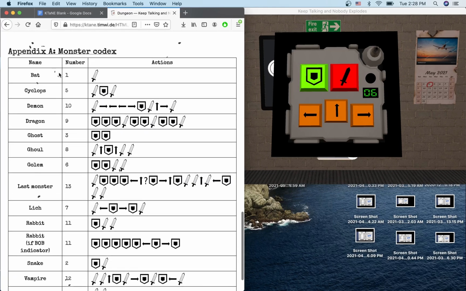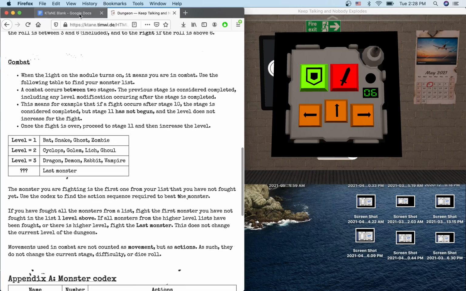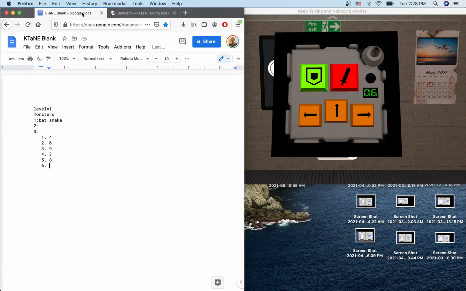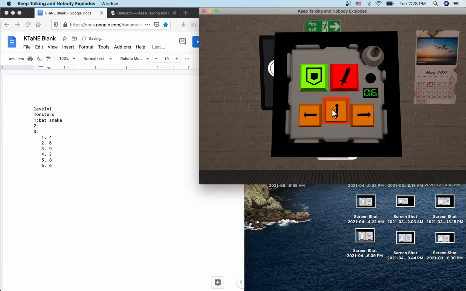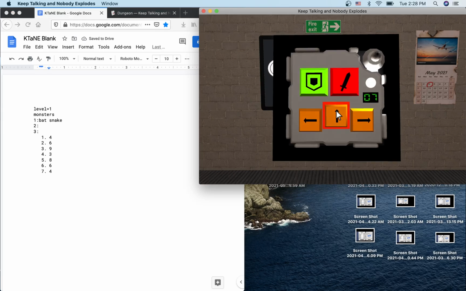So for example, bat has the number 1, snake is the number 2. So our previous monster, our most recent monster, was a snake, so we're going to subtract 2 from our previous roll. 8 minus 2 is going to be a 6, and 6 is going to be forward. Our monster hasn't changed, so we're just going to subtract another 2. This becomes a 4. Move forward again.